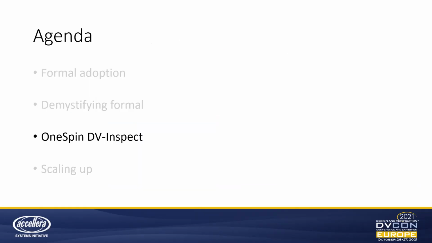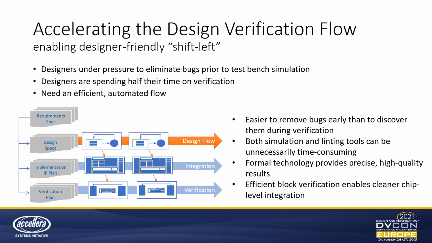This will bring me to the OneSpin DV Inspect. OneSpin DV Inspect is the solution that will help to accelerate the design verification flow. It enables the so-called designer-friendly shift left. And how it does this is that it is easier to remove bugs early than to discover them during verification.